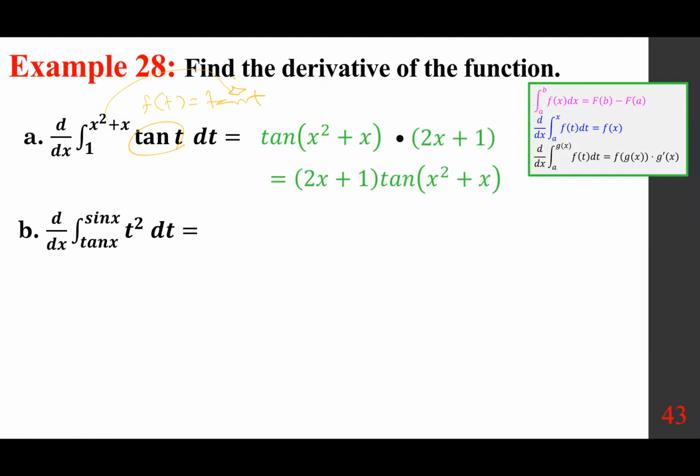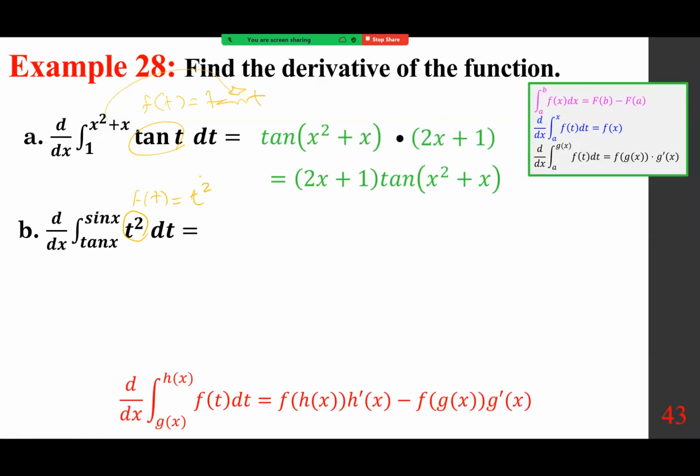In this case, f of t is t squared. I want to remind you of this. It can be easily proved. If the lower limit is also a function, so let's say the top is h of x, the bottom is g of x. First, you plug in h of x and then times h prime of x, minus, then you plug in g of x, f of g of x times g prime of x. This is very straightforward. I hope everybody is fine with that. And you can easily look at the proof that I have in my notes.